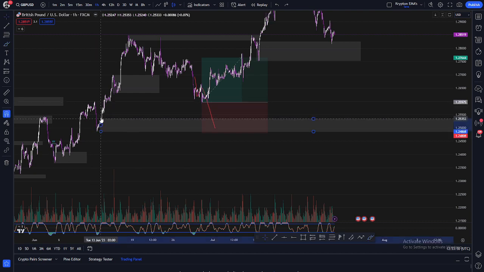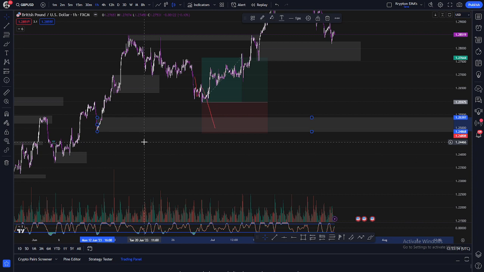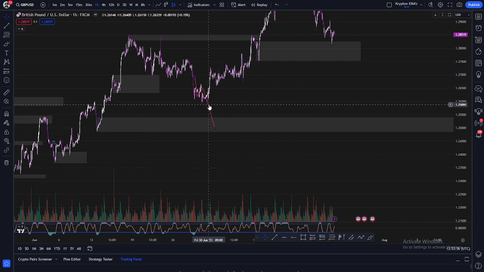And that's my style of selecting order blocks. Now yours could be different. You could be way more risk averse than I am, but that is ultimately the way I enter the trades.